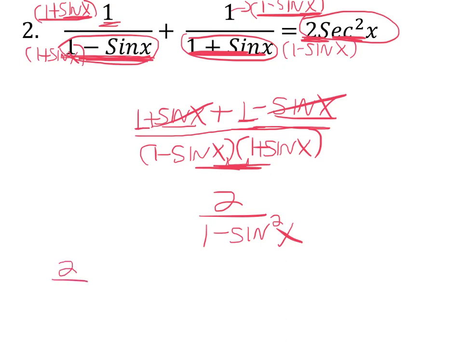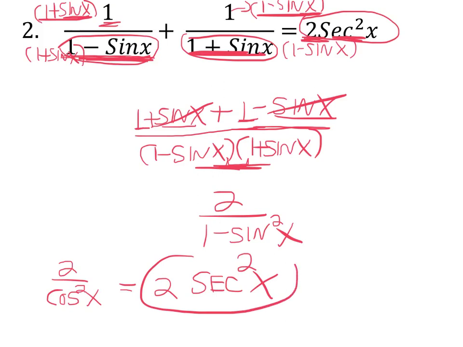So then you pretty much have it. It's 2 over cosine squared of x. And then when you move the cosine to the top, it becomes secant. So then it equals that right side of 2 secant squared of x. Alright, so again, once you find the LCD, you'll start to see some more identities, Pythagorean identity, and then it'll start to look more and more like the right side of the trig equation.